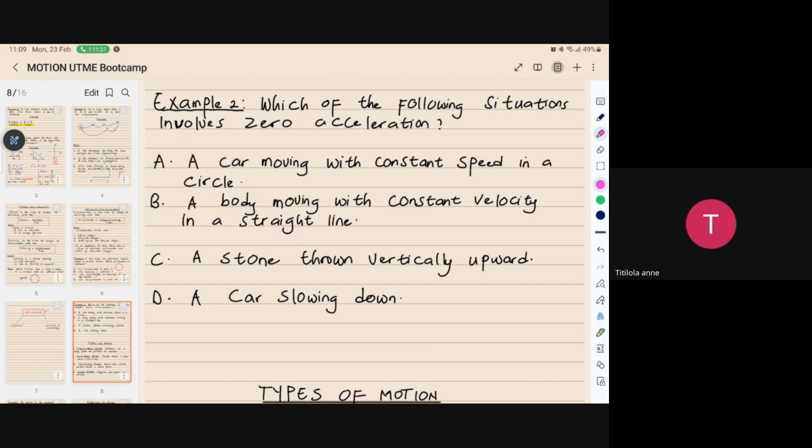All right, so let's see. They said, which of the following situations involve zero acceleration? So zero acceleration. The first one, a car moving with a constant speed in a circle. Since they've highlighted in a circle, it means that in as much as the speed is constant, speed is not changing. But since they said in a circle, it means that acceleration is changing, because in a circle, direction is what is changing.